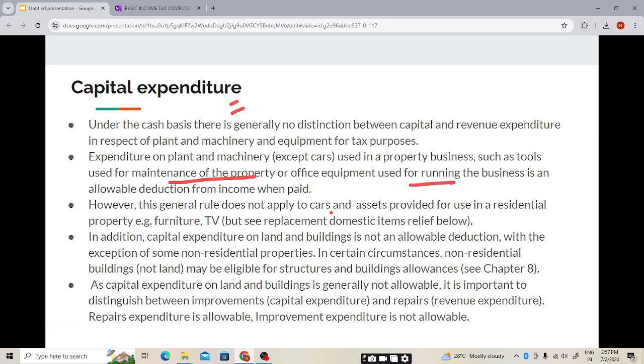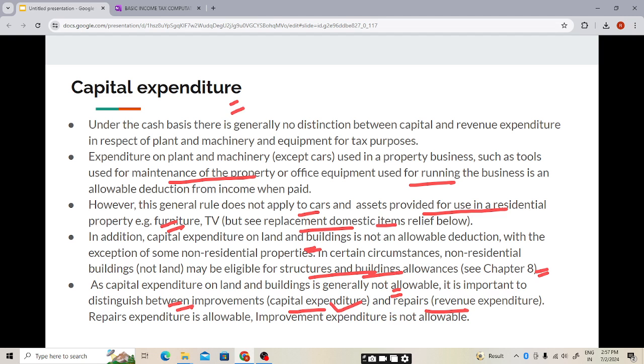Then the general rule for cars is different, and for the assets which are provided in the residential property, the rules are different. That is domestic replacement relief. Capital expenditure on land and building is not allowed, but for non-residential property, the structures and buildings allowance is available. We'll be studying that in chapter number 8. As capital expenditure on land and building is generally not allowed, it is important to distinguish between capital expenditure and revenue expenditure. Capital expenditure will not be allowed, revenue expenditure will be allowed.